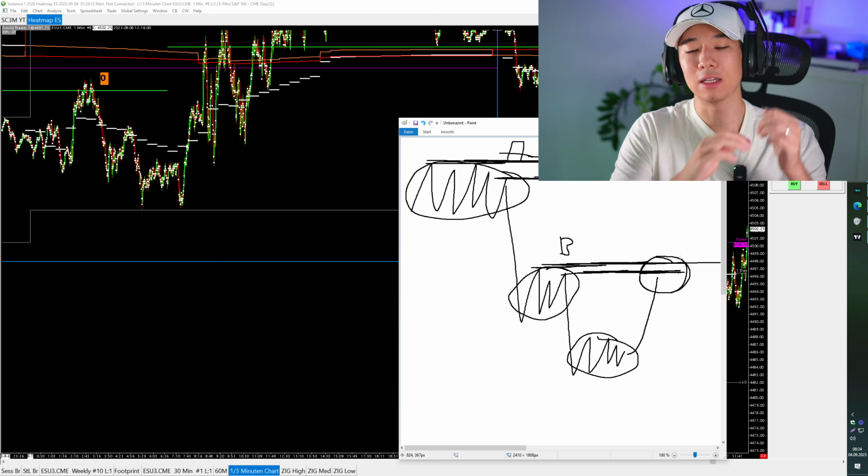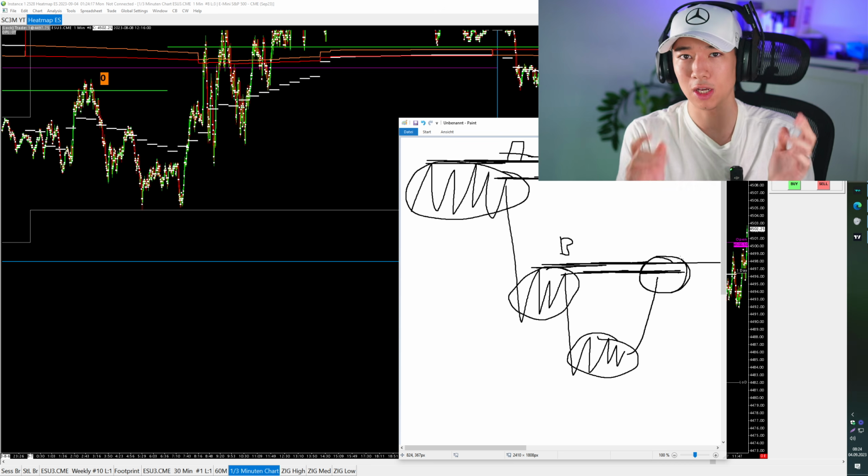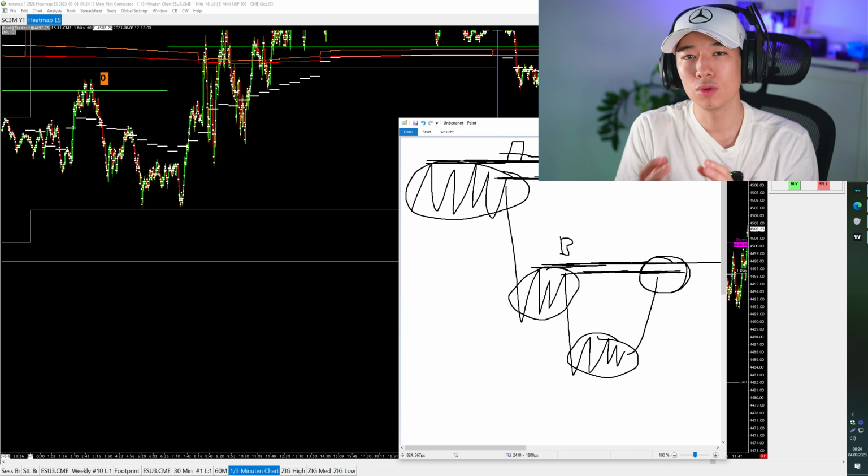So there are these 3 steps. Step number 1, identifying how much the market is pressuring in one direction, what I just showed you, pulling the market together. Step number 2 is using that indicator.